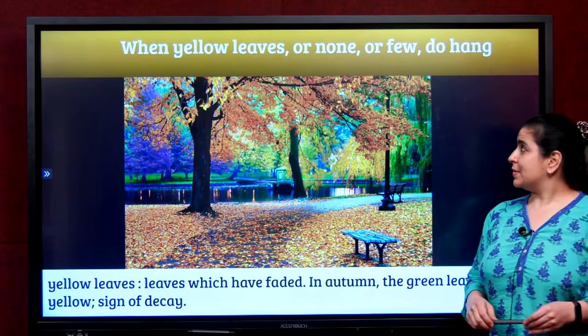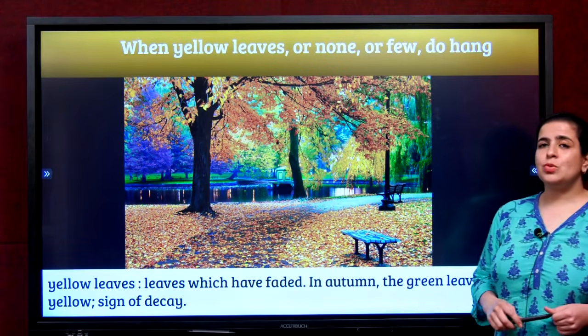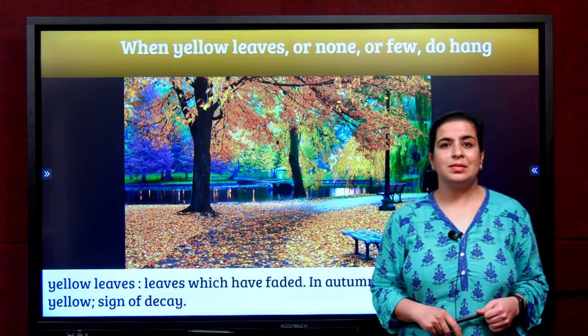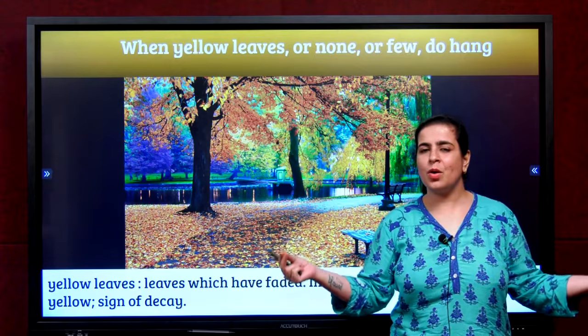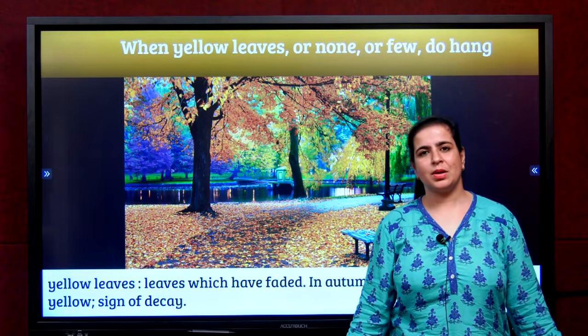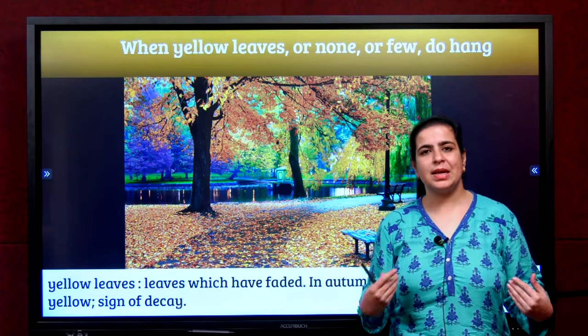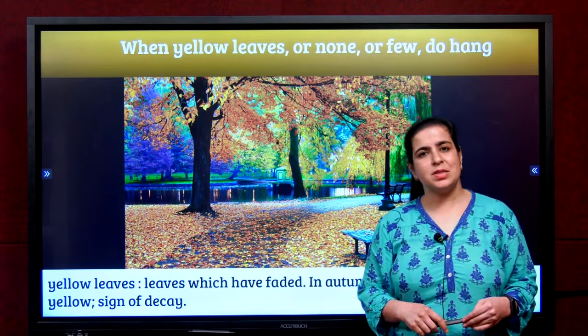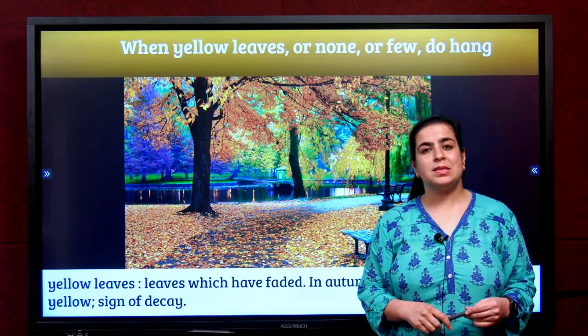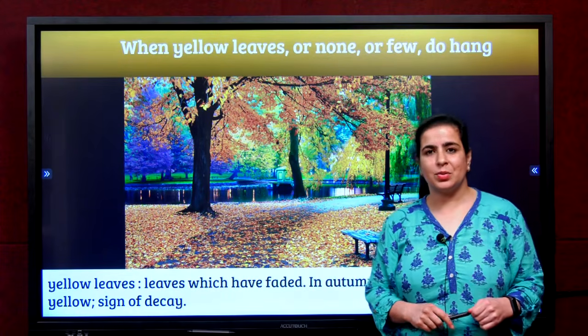When yellow leaves or none or few do hang. Earlier, the trees were full of leaves, and now there are very few or none. All the leaves have fallen down. This he compares to his health. Earlier he was fully healthy. Now by age he is becoming old and his strength and energy is drained out.